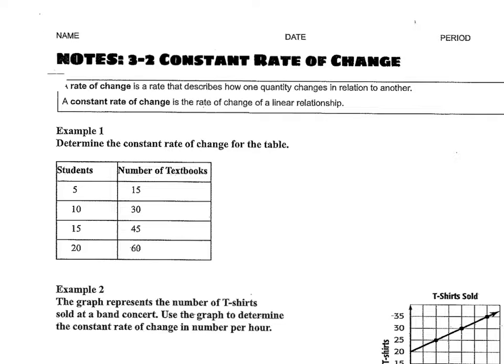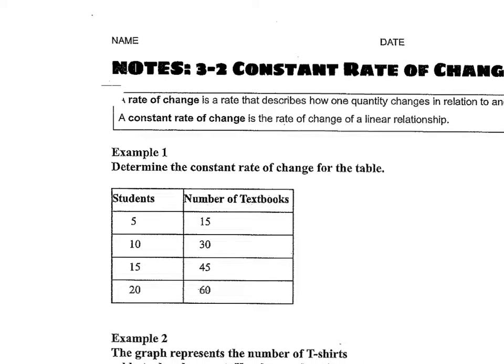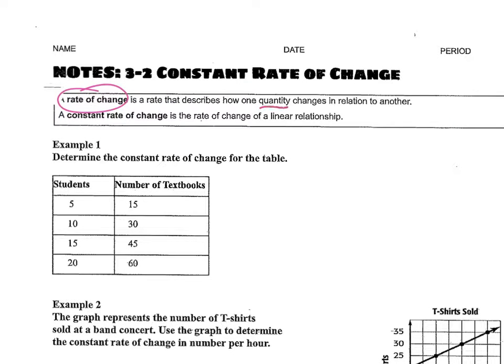So the constant rate of change, similar to yesterday with those unit rates, but today we're going to look at the rate at which something is changing. Okay, same idea as yesterday, just kind of a different name. So a rate of change is a rate that describes how one quantity changes in relation to another. So something is changing according to something else.